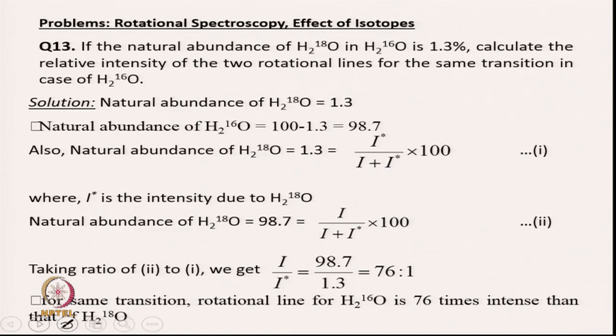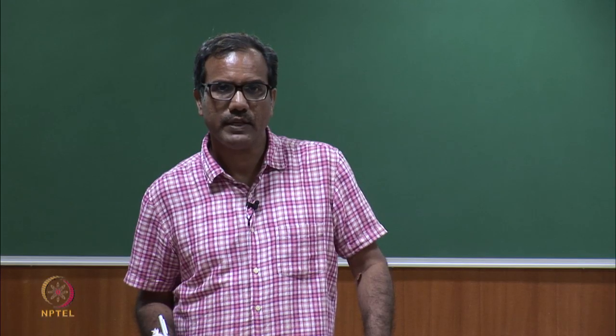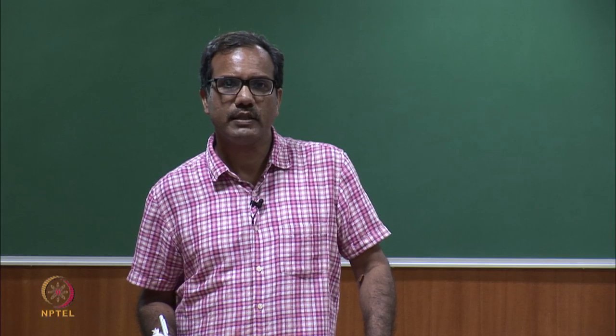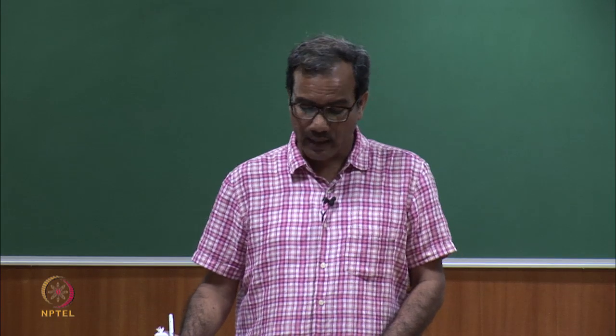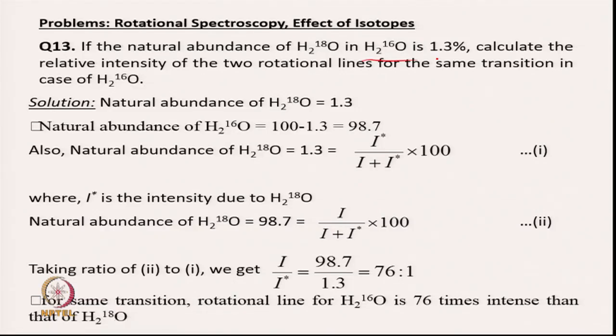Okay, so now let us see another question based on the effect of isotopes. The question is, if the natural abundance of S 18 O in S 16 O is 1.3%, calculate the relative intensity of two rotational lines for the same transition in case of S 16 O. So, natural abundance of S 18 O is given as 1.3. So, natural abundance of S 16 O can be calculated, and that is 100 minus 1.3, and that is 98.7.